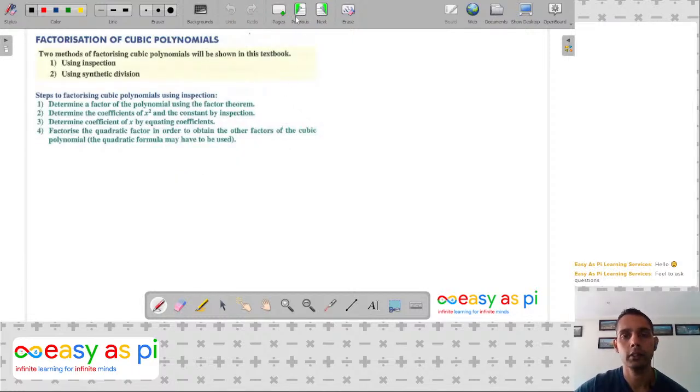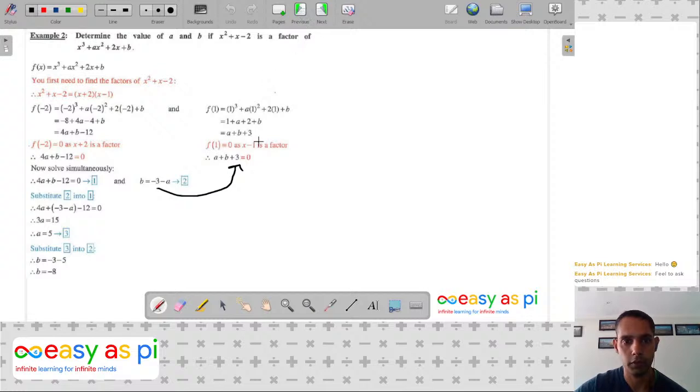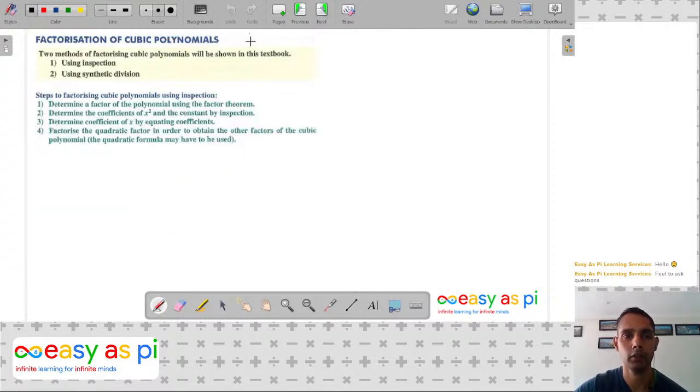Okay, and so I think today what we're going to do is we're going to stop here. Alright, we will leave the factorization of cubic polynomials for the next episode.